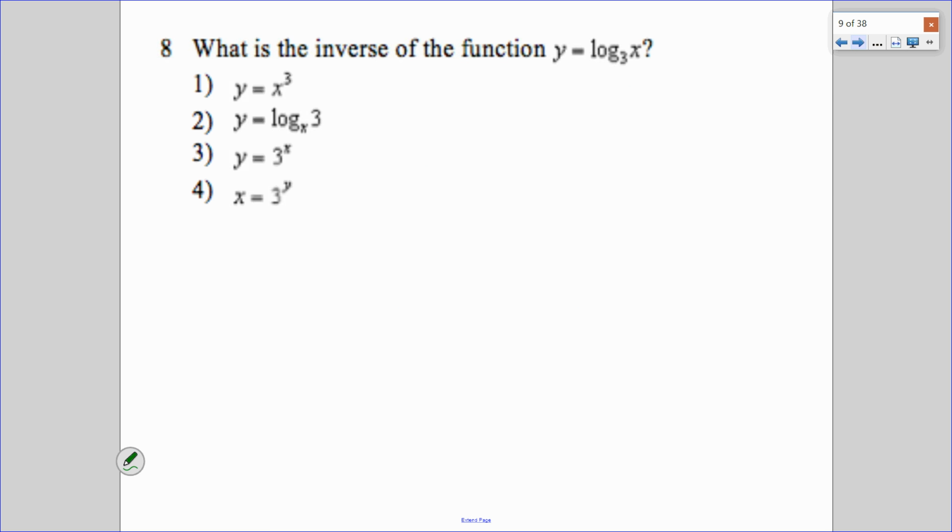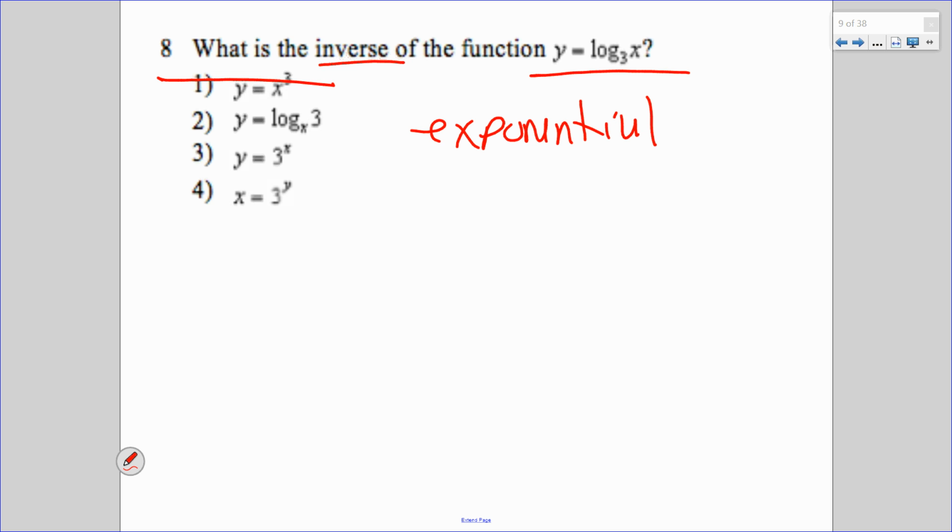Moving along. Ooh, this is a fast one, if you know the concept. You know what the inverse of a log function is? Well, I do. It's an exponential function. Logs and exponents are inverses of each other. So which one is exponential? Not 1, that's cubic. Not 2, that's log. Choice 4, I don't like x equals. It's an exponential where the base of the exponent is the same as the base of the log.